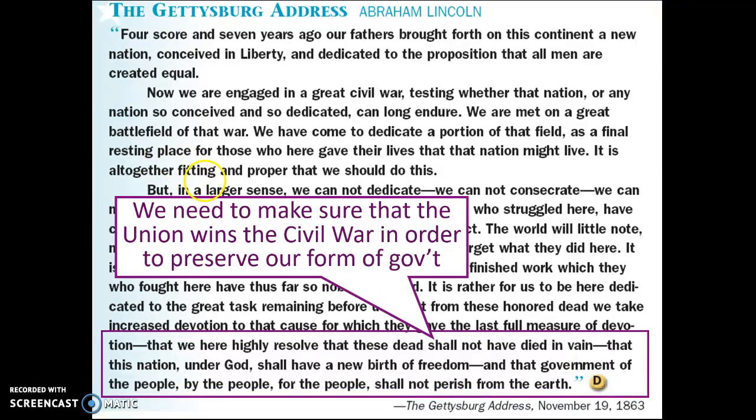And lastly, the Union needs to win the Civil War to preserve our form of government, this democratic republic that we have. Because if we do not win it, then the dream is essentially dead. This isn't a war just to get the South to come back. This isn't a war just to end slavery. This is a war almost for the soul of mankind, to see if this government of the people, by the people, for the people, will actually continue to exist, whether this is just a dream or something that can be made into a reality and continue to persist.